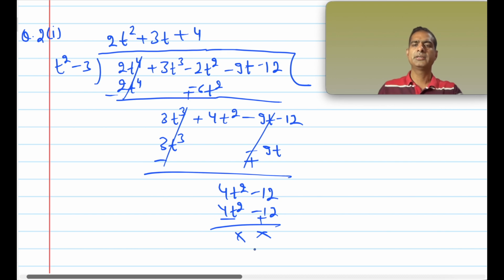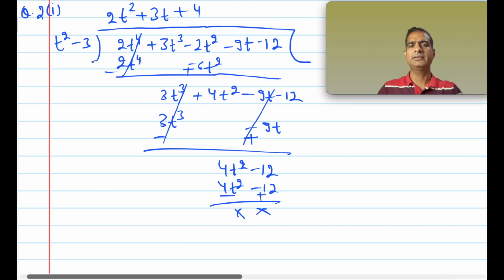So the remainder is 0 here. So I can say t square minus 3 is a factor of 2t to the power 4 plus 3t cube minus 2t square minus 9t minus 12. In this way, the process remains the same as the division of two polynomials, and if the remainder comes out to be 0, we will say that the divisor is a factor of the dividend.